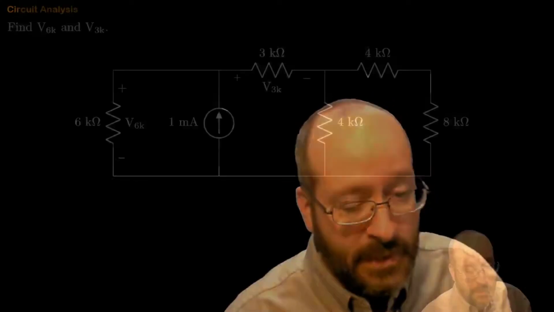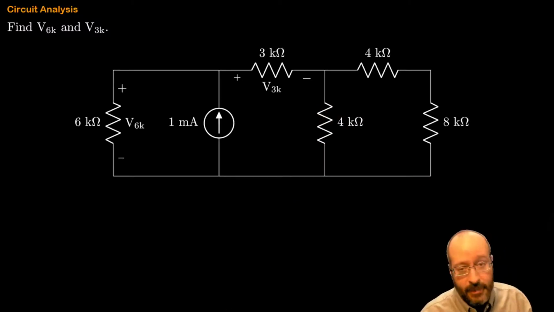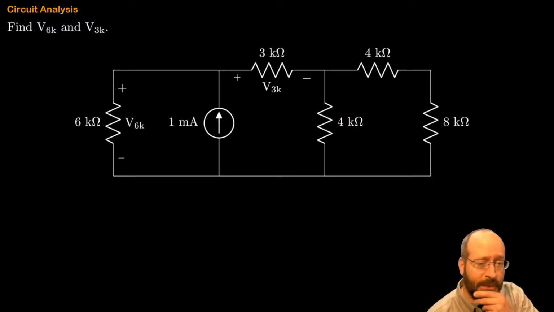So I'm going to put another circuit up here, and we're going to try to apply as many laws and the knowledge that we have so far to find the values in the circuit we're interested in. So here's a problem that we're going to talk about now. And I want to find two things. I want to find the voltage across the 6K, and I want to find the voltage across the 3K. We might have to do this separately.